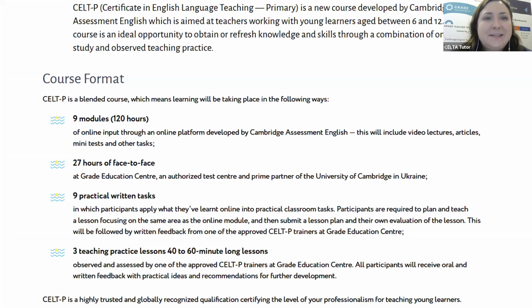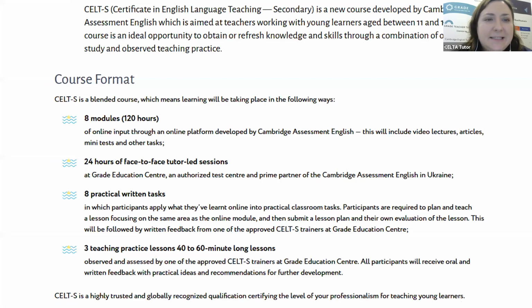But anyway, so this is the information about CELT-P, and this is about CELT-S. It takes about 6 months. You don't have to work every day. You can choose the working hours that suit you. You will have a chance to practice what you learn. And this is a very good way to actually reinforce what you know or to acquire new skills.